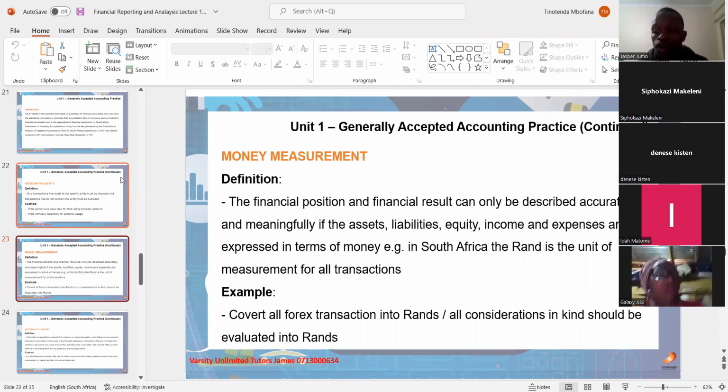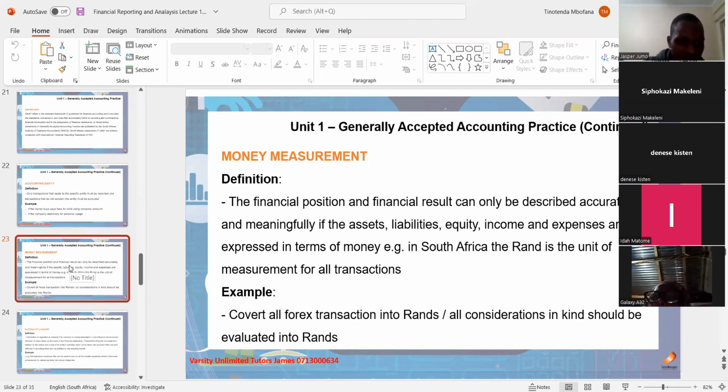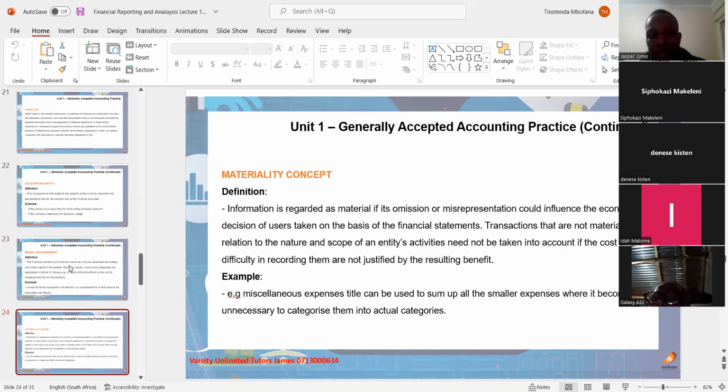But in essence, you are using one currency. Everything that you are putting into the accounting should be measurable, right? If it's not measurable, then you cannot include it in there. You have to be able to measure it under one currency in the financial statement, right? That's concept number two, money measurement.